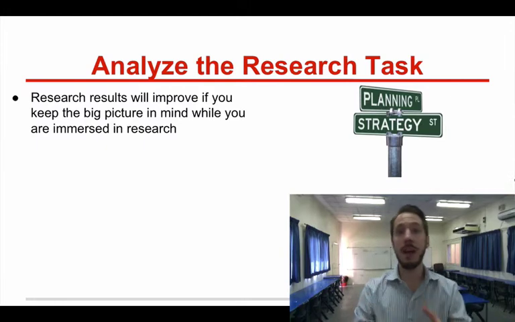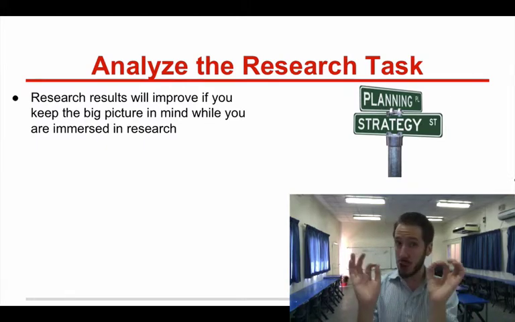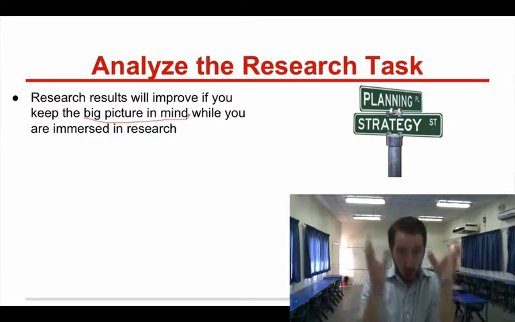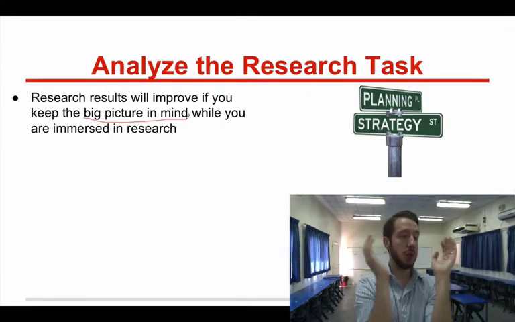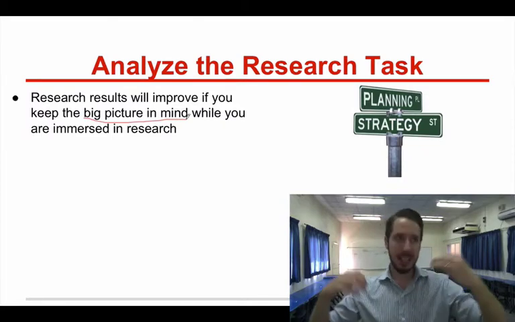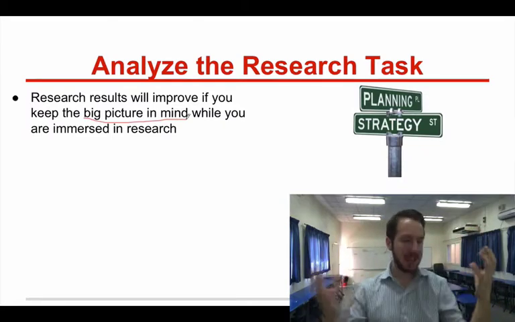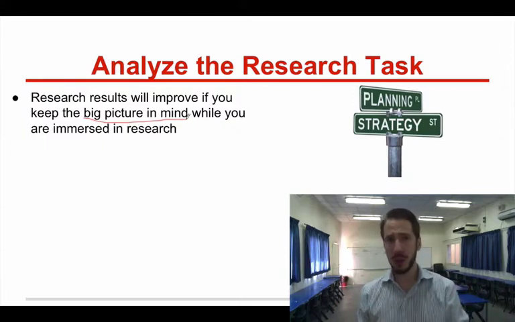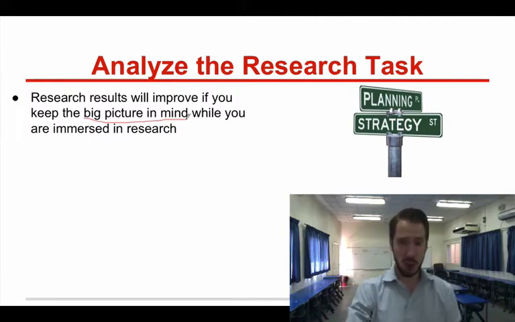To really make a successful argument and research correctly, you have to keep the big picture in mind. Now, it's not about trying to find your answer or what you want. It's about finding the best possible solution or the best possible answer, the best possible proposal based on the research that you find. Because if you use lackluster research, you're not going to have a good argument.